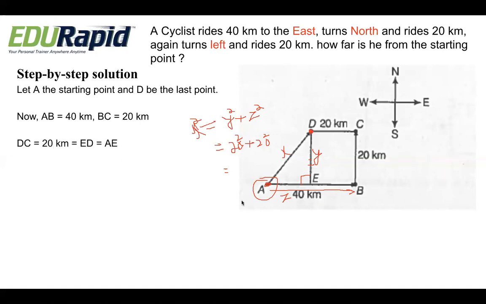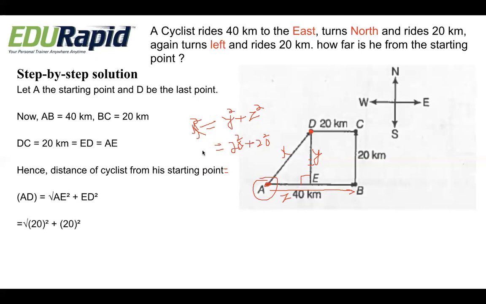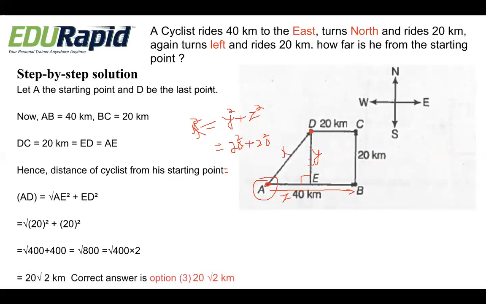Let's go over here. DC is 20 kilometers, same as ED as I told, and AE and EB are the same. Hence the distance will be x square is equal to y square plus z square. Then what happens to x? X is equal to the square root of 20 square plus 20 square.